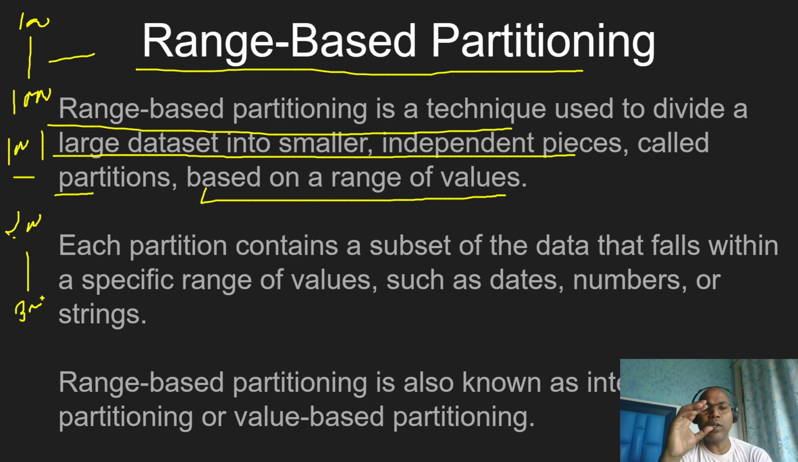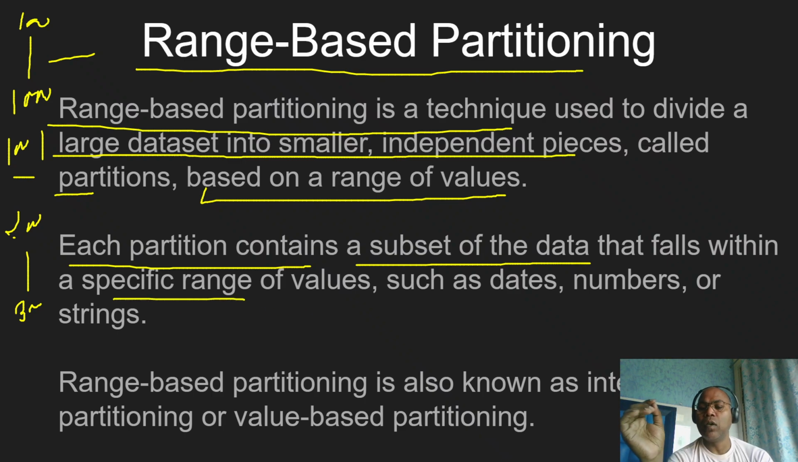In this way you have to decide which employee IDs go to which partition. The range can also be name based, age based, gender based, or geographical location based. You can decide the range. Each partition stores the subset of data that falls in a specific range. The range can be a date, a number, a string, anything.